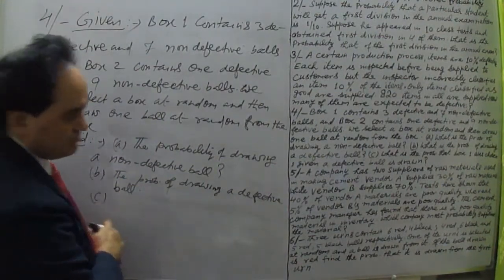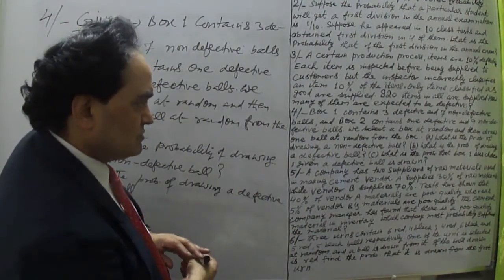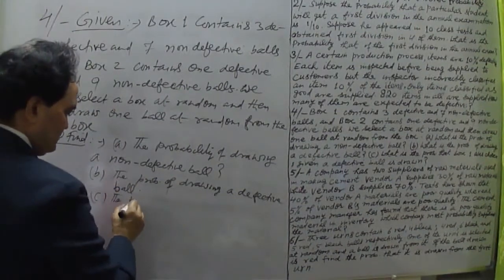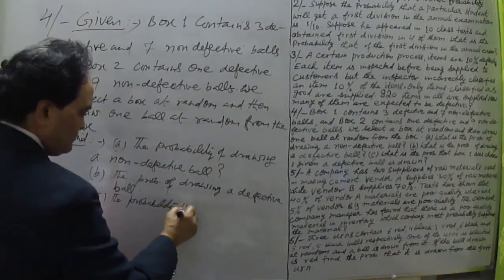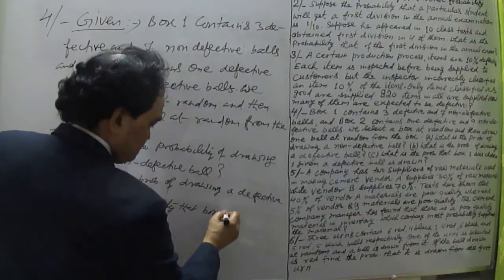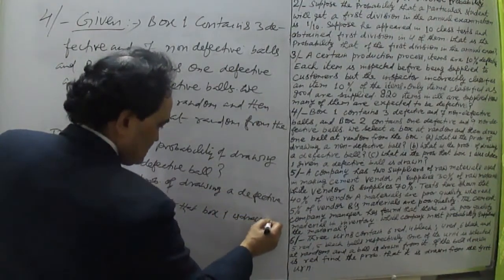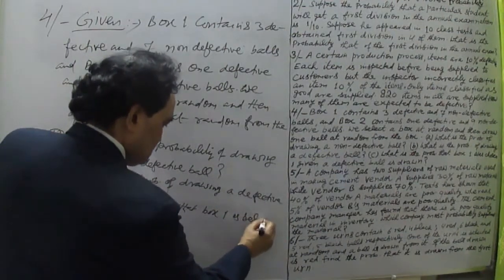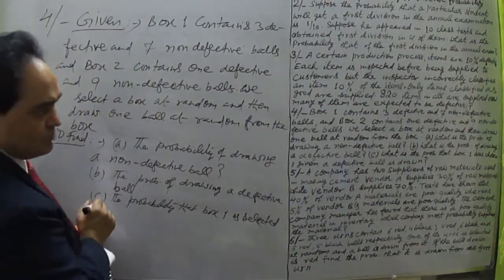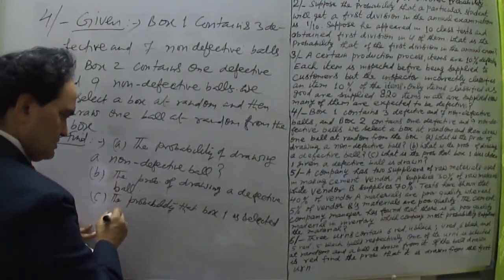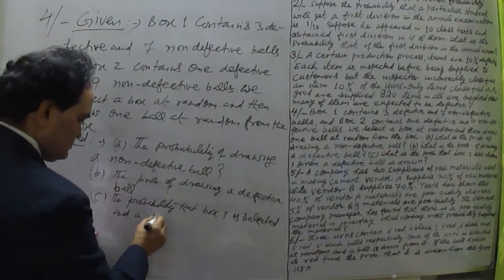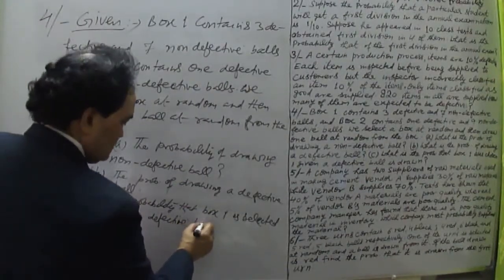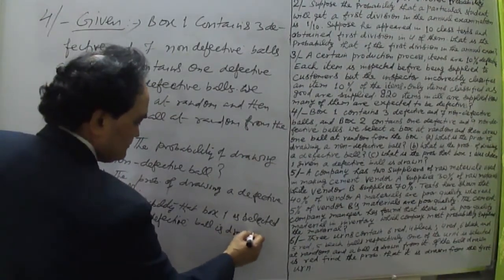Part C says: what is the probability that box 1 was chosen, given that a defective ball is drawn? It is given to us that a defective ball is being drawn. Now, is it from box number 1? What is the probability of that? There are 3 cases here.